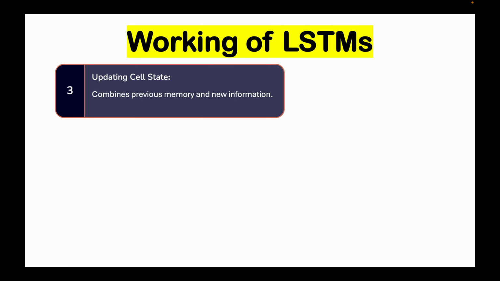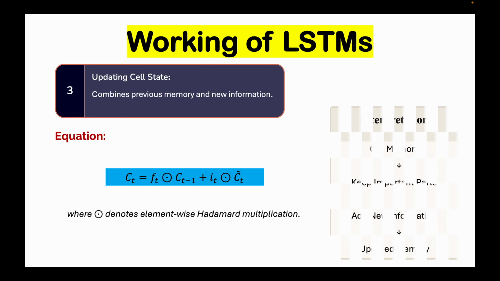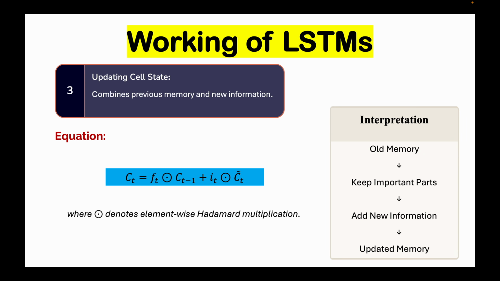Step 3, updating the cell state. The cell state combines previous memory and new memory. The equation is like this. The interpretation is old memory, then keep the important parts, then add new information, and then update the memory.